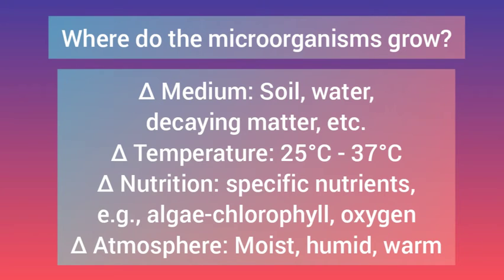Where do these microorganisms grow? They grow at the medium extent in soil, water, decaying matter, etc. Temperature required is 25 to 37 degrees Celsius. Nutrition will be required like specific nutrients, for example algae, chlorophyll, oxygen, etc. Then atmosphere required will be moist, humid, warm, etc.